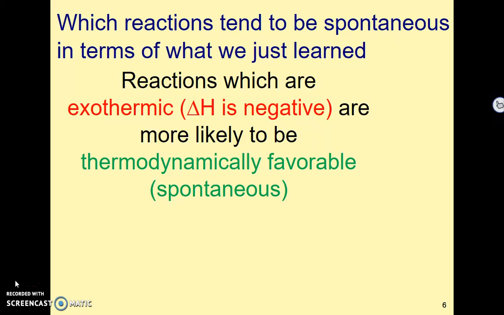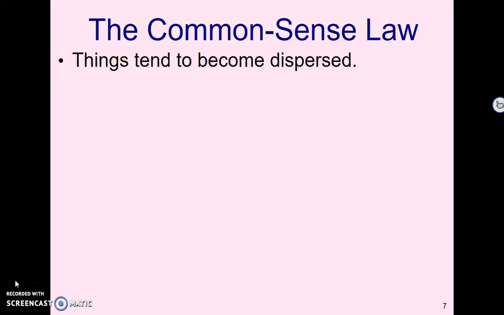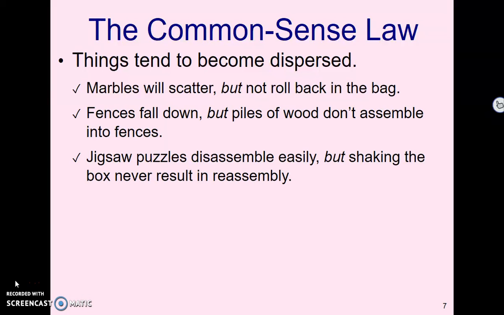There's another factor that affects whether a reaction is spontaneous or thermodynamically favorable. We're about to discuss this factor right now, and then in more detail on Friday. So, there's this sort of common sense law, which is actually called the second law of thermodynamics, which states that things tend to become more disperse. Or the other way of saying it is that things tend towards disorder.